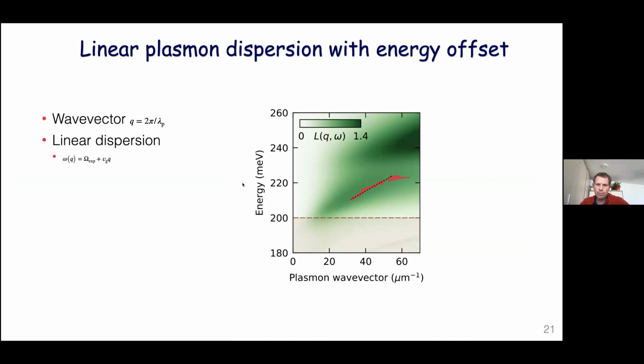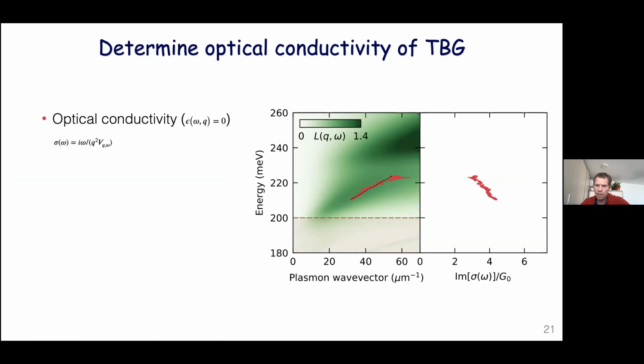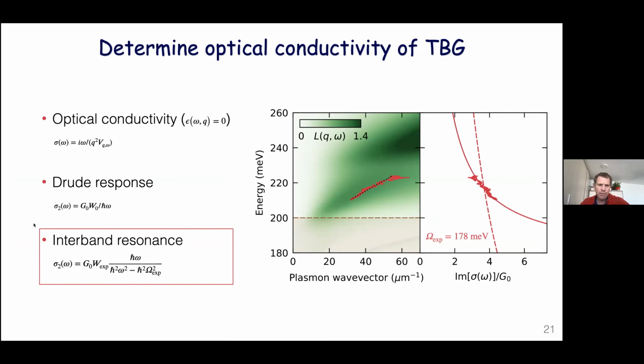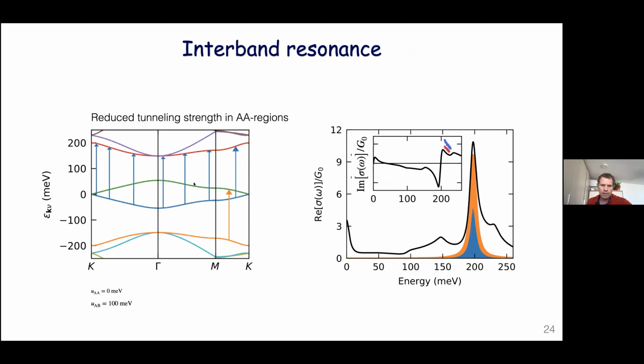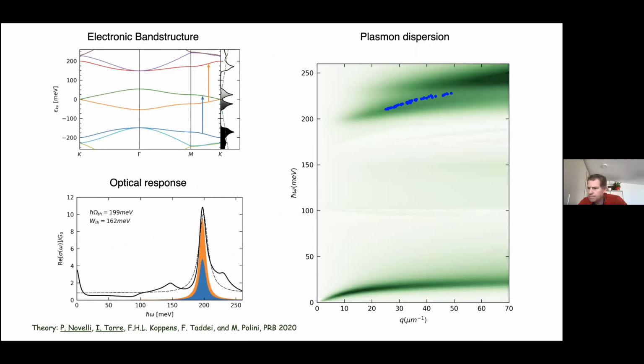When we look at the plasmon dispersion, energy versus wave vector, we also know for sure that this is not a regular plasmon, because if we extract the conductivity from this plasmon dispersion, we find that it does not fit a Drude response. But if we fit an interband resonance, shown here as a simple expression of the conductivity, we find a good fit. And so we can understand this from this interband transition that is shown here with these arrows.